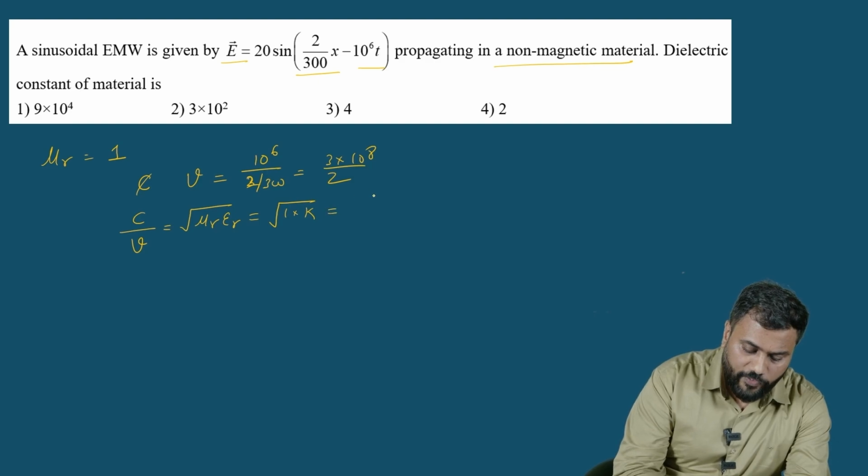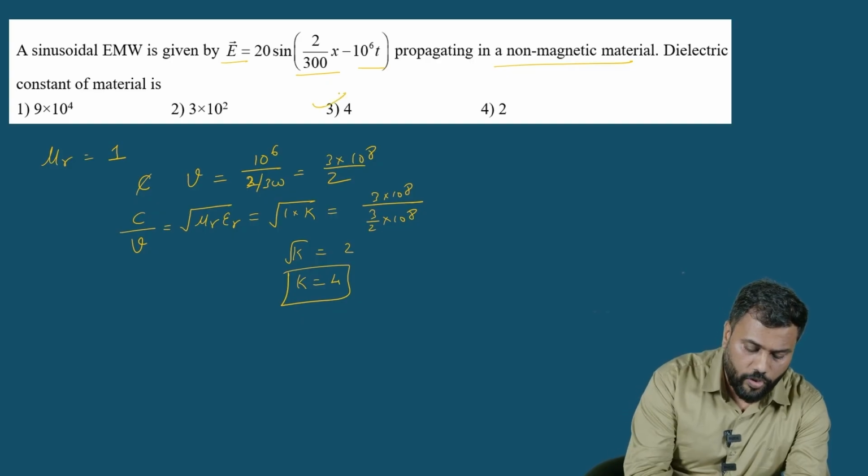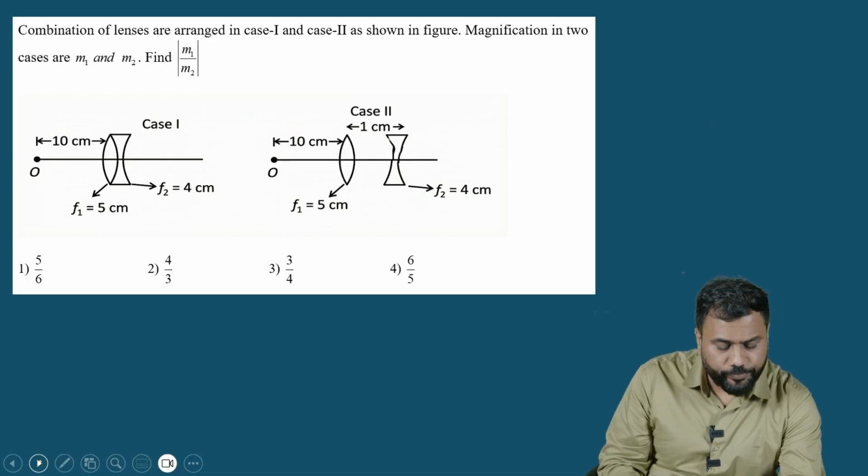So just put the value of C, which is 3 into 10 power 8, divided by the speed of light in the medium, 3 by 2 into 10 power 8. You will see that root k is 2, so k should be equal to 4. The dielectric constant of the material is 4. Let us proceed to the next question.